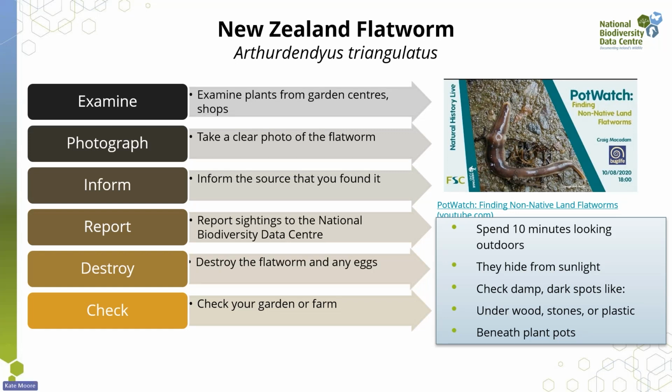And you should spend time checking your garden or farm for New Zealand flatworm. So there is a campaign in the UK called Potwatch, which is developed to look for New Zealand flatworm. And it recommends that you spend 10 minutes in your garden looking for the flatworm. They're known to hide from the sunlight, so you should check damp, dark spots like underneath wood or stones or plastic or beneath plant pots.